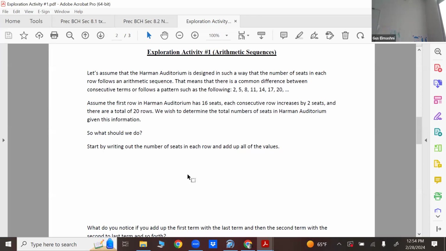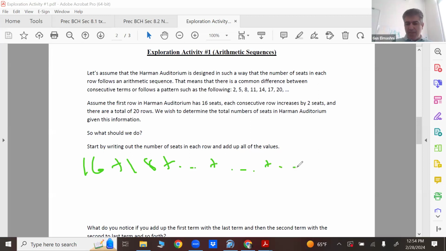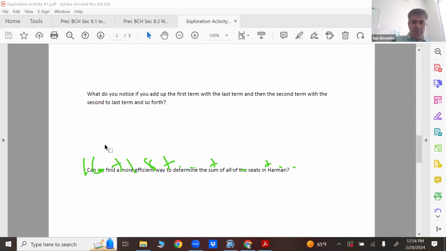There are a few ways you could do it. One way is to just add them up by brute force: okay, I've got 16 plus 18 plus... until you get to the end, right? You could do that, but that's a pain. We don't want to do it that way, so let's think of it a little differently.